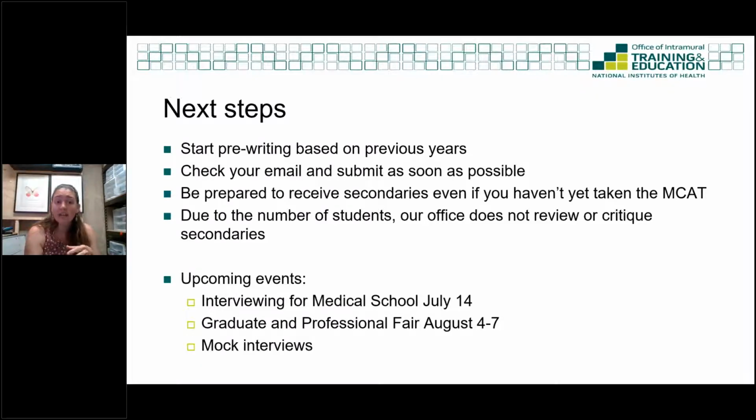Make sure you're checking your email and submitting as soon as possible, within a couple of days, maybe up to 2 weeks if that's necessary, especially if you get many secondaries all at the same time, which is very possible. Make sure you're prioritizing these things. Have a conversation with your PI and your mentors, just so they are aware of which stage in the process you are in as you go throughout medical school. Be prepared to receive secondaries even if you haven't taken the MCAT, as I said.